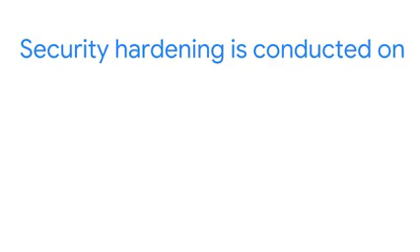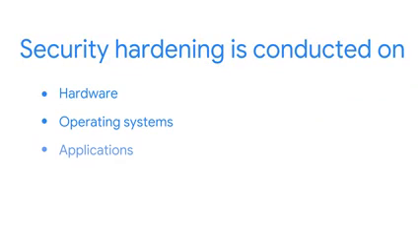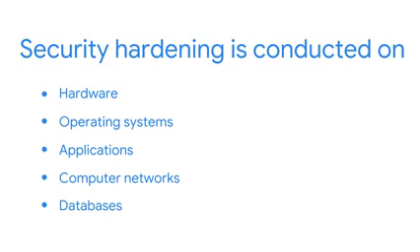As part of security hardening, security analysts perform regular maintenance procedures to keep a network device and systems functioning securely and optimally. Security hardening can be conducted on any device or system that can be compromised, such as hardware, operating systems, applications, computer networks, and databases. Physical security is also a part of security hardening. This may include securing a physical space with security cameras and security guards.